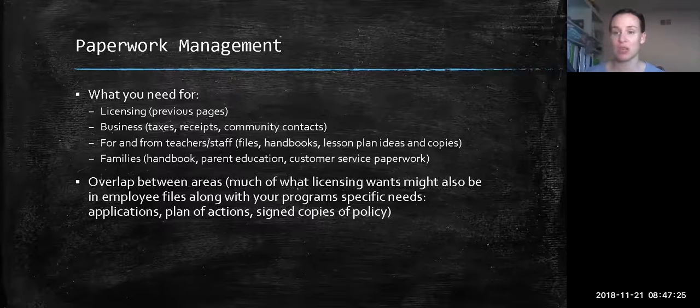The faster you can get an analyst in and out, and the more accommodating you seem, will help you with the working relationship. Then typically you need some kind of system for businesses. You need to keep your taxes and all of those types of things. You also need to have teachers and staff, and then you also need to have paperwork for your families.